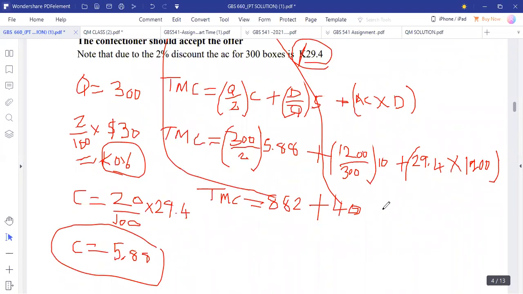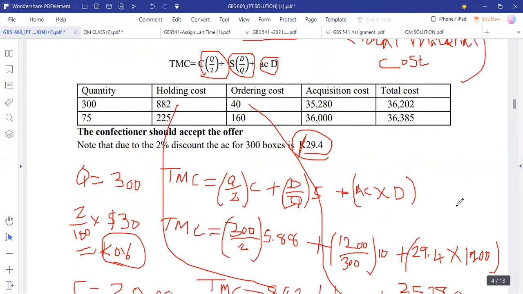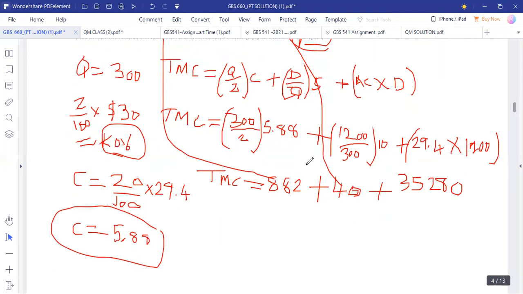Then getting down to the other one, where we multiply because of the discount they had given us, the figure is 35,280. After aggregating these, we can find the total. So the total material cost is actually giving us the figure of 36,202.